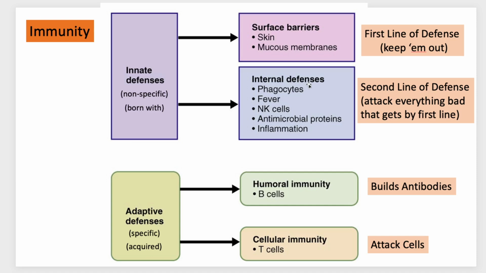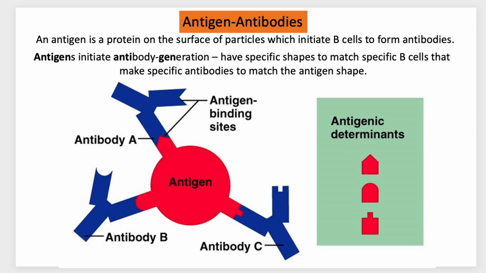Your third line of defense is going to be your adaptive defenses. These are specific. These are acquired over time. We can have humoral immunity, which is going to involve B cells producing antibodies that will help our immune system target foreign substances, foreign invaders. And then you have cellular immunity, which is going to use T cells that are going to attack those foreign pathogens. You do need to know, and we have covered this before in other classes, the antigen-antibody correlation.